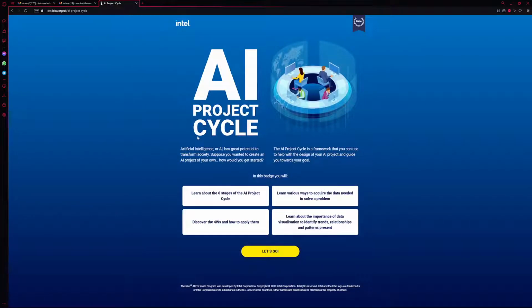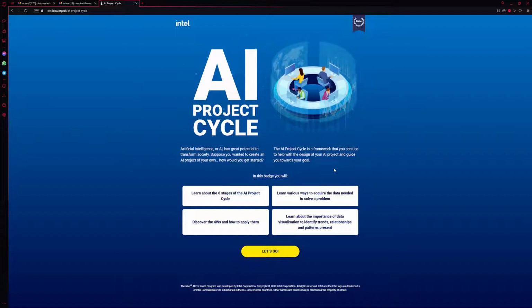Okay, so AI project cycle. Artificial intelligence, or AI, has great potential to transform society. Suppose you wanted to create an AI project of your own. How would you get started? The AI project cycle is a framework that you can use to help with the design of your AI project and guide towards your goal.